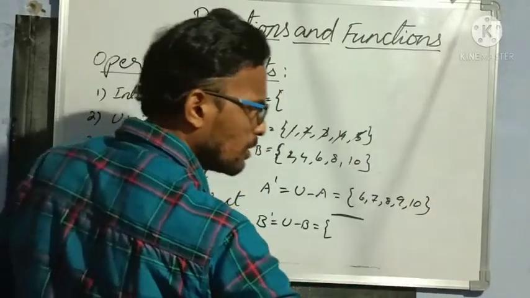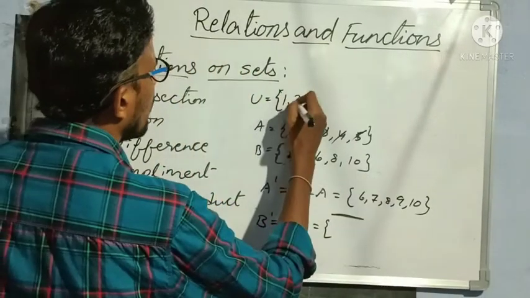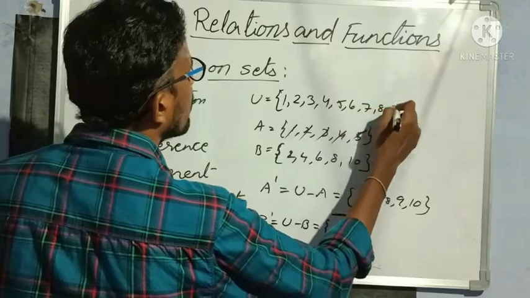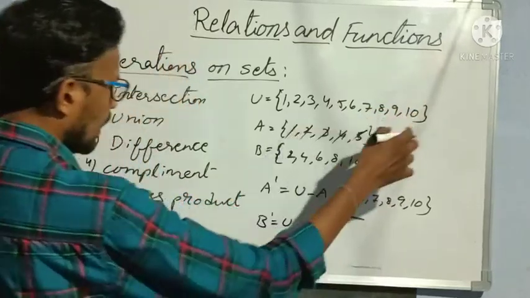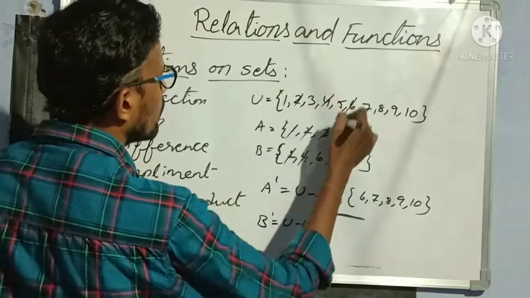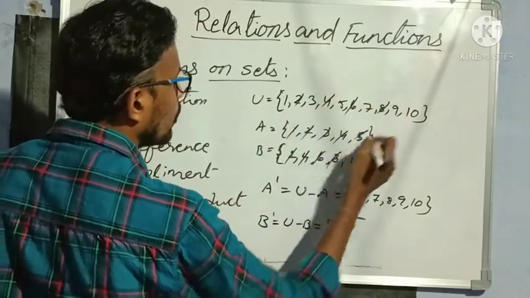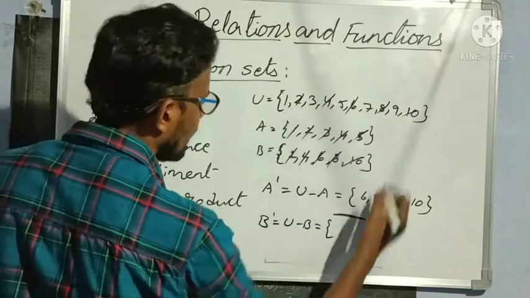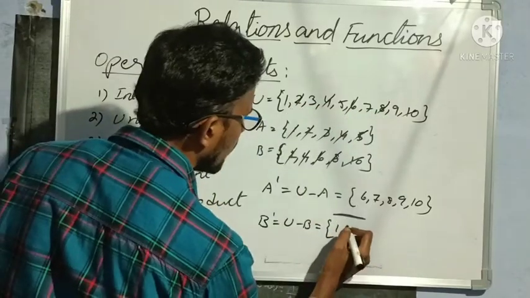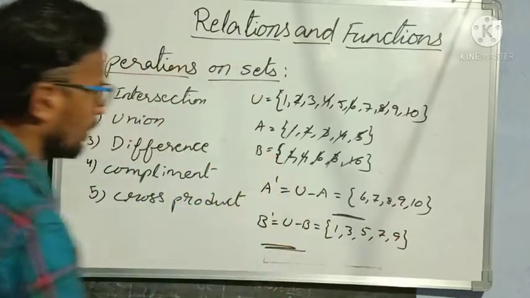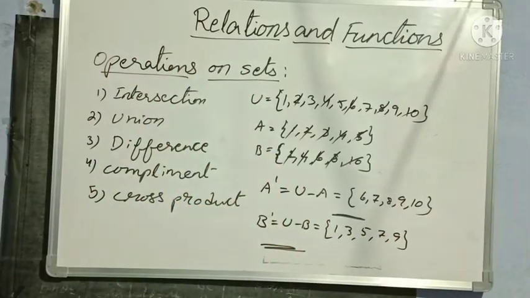That means 2, 4, 6, 8, 10 we have to strike off. So once again I am writing all 10 elements here. So from these 10 elements what should I strike off? 2 in both, 4 in both, 6 in both, 8 in both and 10 in both. So what are the remaining elements here? 1, 3, 5, 7, 9. So mu minus B is 1, 3, 5, 7, 9. So this is B complement. Understood everybody how to write the complement of a set?